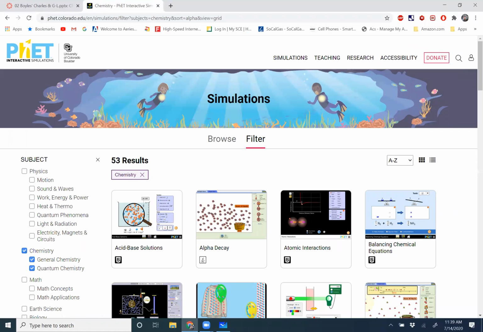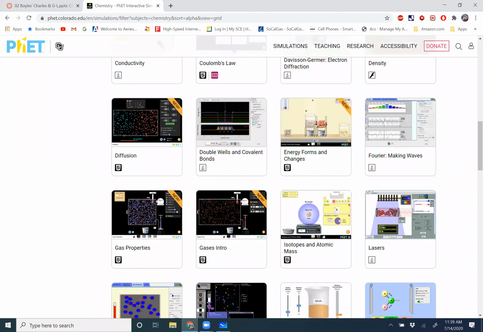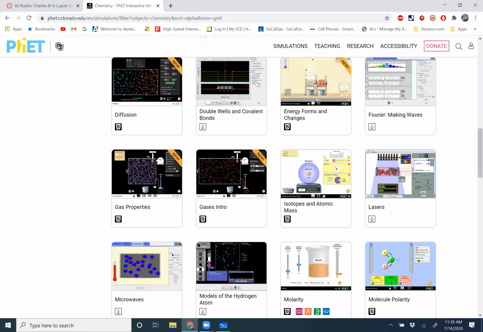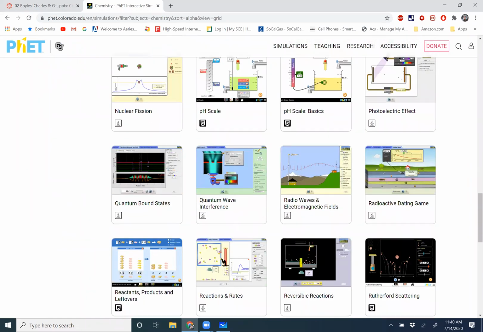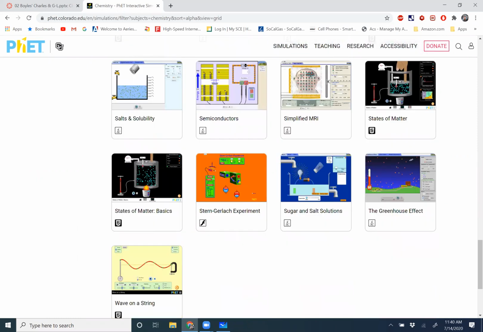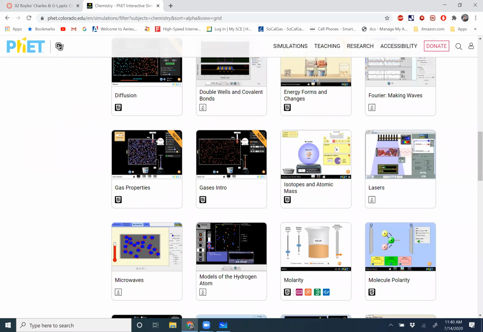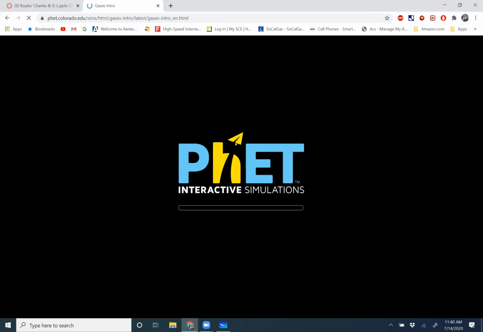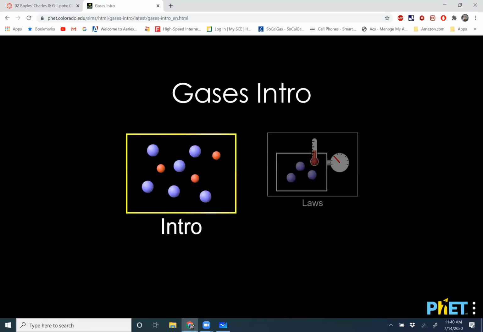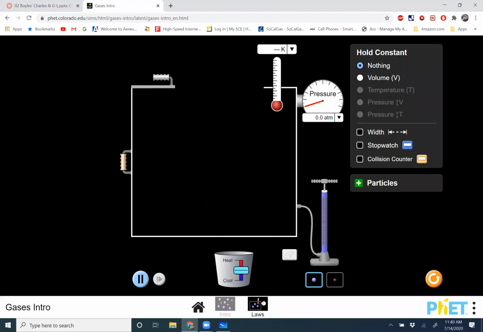Hopefully that one used to be a flash one, so we'll see if it still works. Gas properties, gases intro. Let's see. They changed which one it is. Okay, so they call it gases intro now. Oh, there's no lid on there. But we'll try it. They used to have a nice one. There we go. Gas laws. This one's probably it. Yeah, see, because now we have a lid.